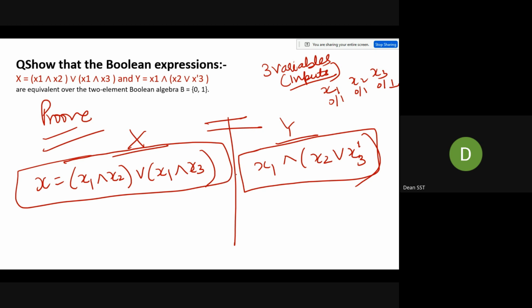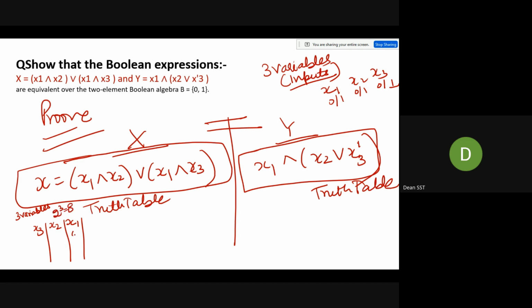What you have to do? See, you please make truth table. Yes, truth table will show you the result. Make truth table. First, take x1, x2, x3. As we are having 3 variables, so number of rows will be 2 to the power 3, that is 8. Fine. So you have to draw like this: 0, 1, 0, 1, 0, 0, 1, 1, 8 rows.